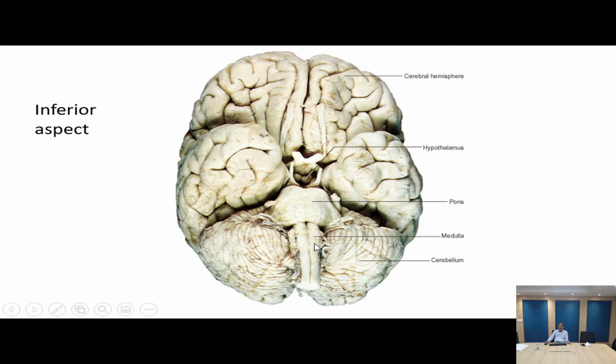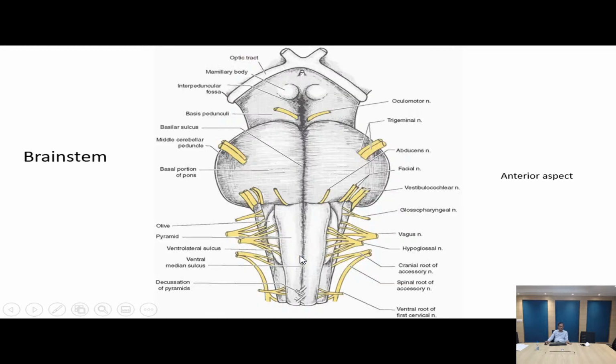So these are parts of the medulla. The word pons actually means a bridge, and you can see that the pons starts from one cerebellar hemisphere and goes to the other cerebellar hemisphere. You can see so many cranial nerves over here also. I'll come back to this topic later.